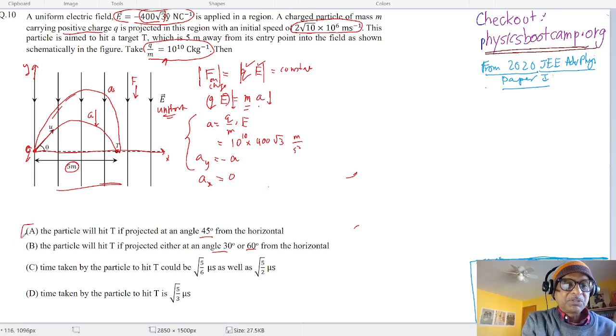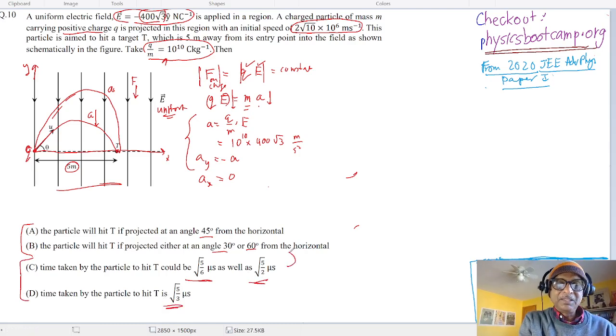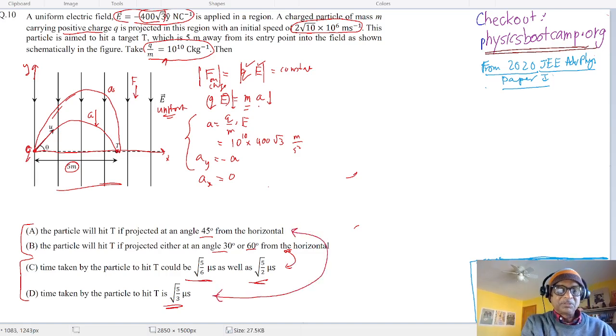So there are two questions: whether there are two angles like this and this, or only one angle, and whether the time could be this as well as this, or there's only one time. You can see that these two are kind of tied. Two answers for this may lead to two answers for that, and one answer for this may lead to one answer for that. That's just a guess. We have to work it out. Okay, so how do we work it out?